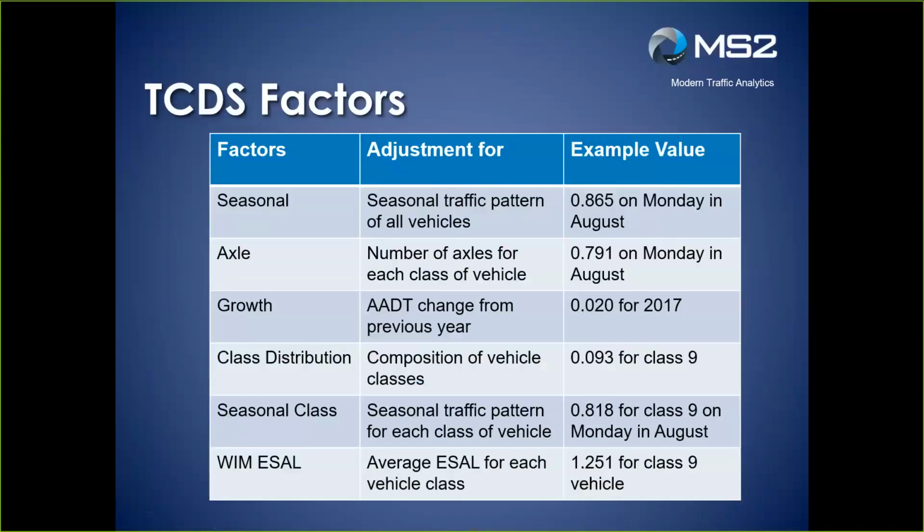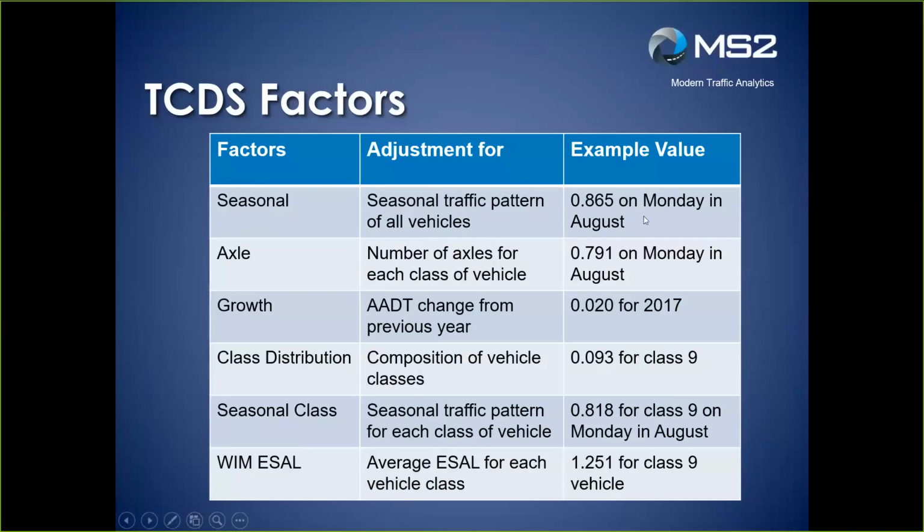So now let's review the terminology we're using here. Basically, TCDS has 6 major factors. Let's go over each one of them. We have a seasonal factor. What it does is that it tries to adjust any raw counts to the AADT. So it considers the seasonal traffic patterns for all vehicles. Keep in mind that's for all vehicles.